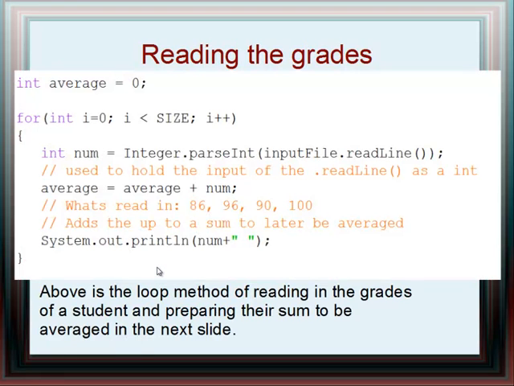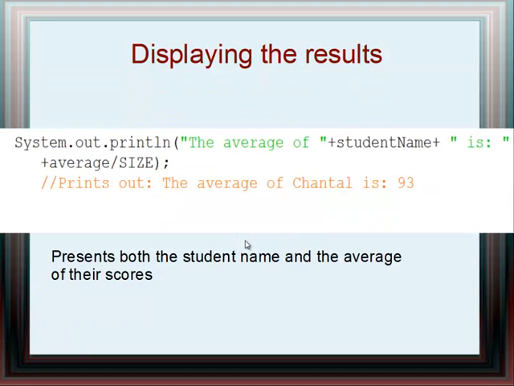Alright, now we have to read in the grades. So we have our standard for loop. And we're preparing to read in each line as far as i equals 0, and as long as i is less than size, we'll keep reading in the file for any scores. So here we have int num equals Integer.parseInt inputFile.readLine, just like we had earlier. And then after that, we add all the scores to sum, and we'll end up reading 86, 98, 90, and 100. And then we'll add up the sum, and we'll average it later in the slide. And then we also print out the number at the same time, just so you can see them.